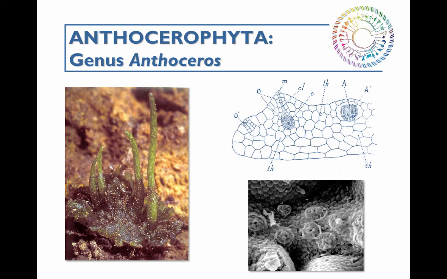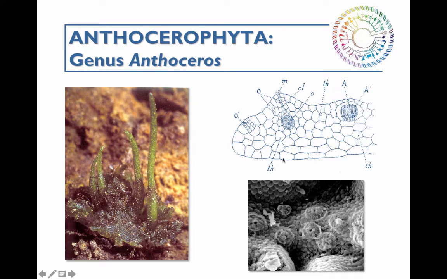Now, if we have a look at the upper surface of the gametophyte of Anthoceros, this scanning electron micrograph down here shows a number of small openings into cavities on the upper surface of the gametophyte. And these are openings into the cavities where the antheridia and the archegonia are formed.